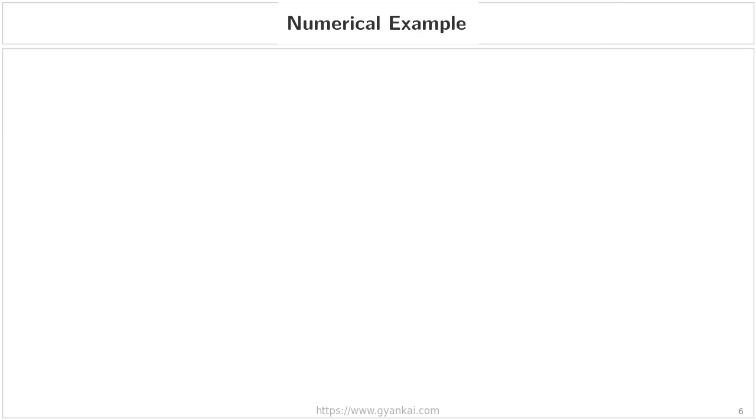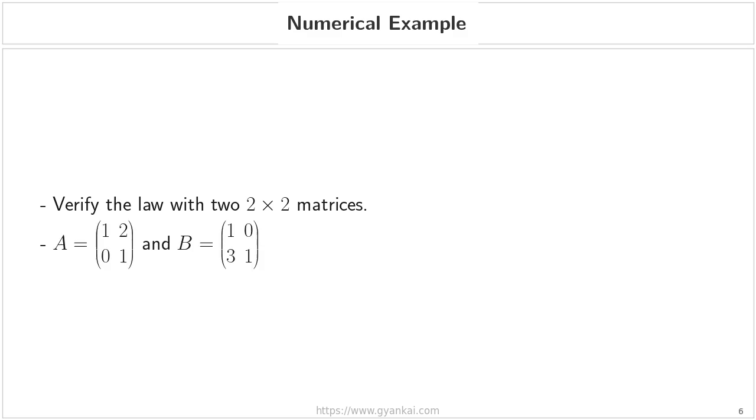Numerical example. Now that we have understood the theory and the logic behind the reversal law, let's put it into practice with a concrete numerical example. On this slide, we are going to verify the law using two 2x2 matrices. First, let's look at our given matrices. We have matrix A, which is 1, 2, 0, 1, and matrix B, which is 1, 0, 3, 1.